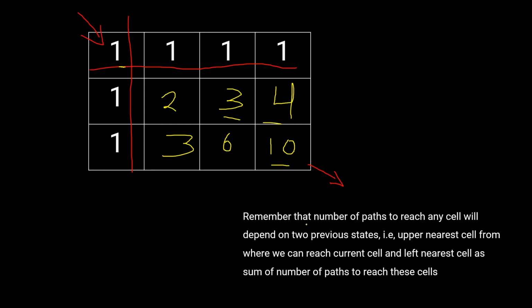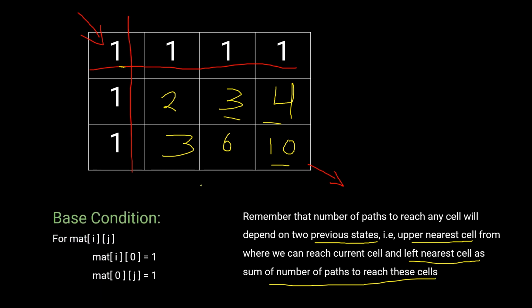Now remember that the number of paths to reach any cell will depend on two previous states, that is the upper nearest cell from where we can reach the current cell and the left nearest cell, as the sum of the number of paths to reach these cells. Okay, so what is the base condition for this question in dynamic programming? The base condition would be the first row and the first column, where the value of these cells would be 1. As we can see here, matrix[i][0] will always be equal to 1 for any value of i, and matrix[0][j] will always be equal to 1 for any value of j.